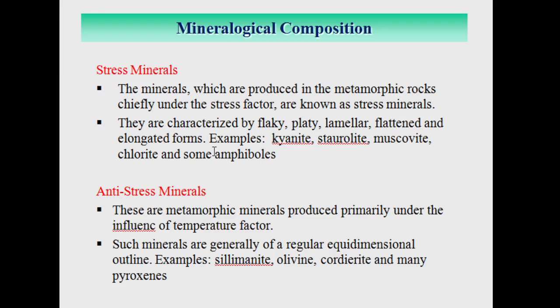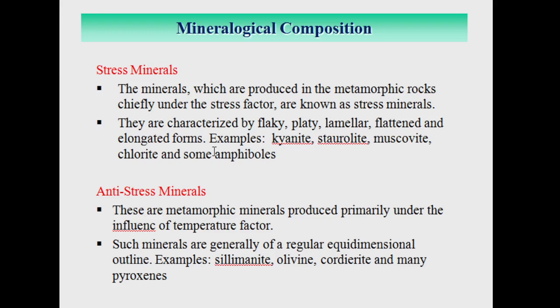Next are the anti-stress minerals. Anti-stress minerals are those metamorphic minerals which are produced primarily under the influence of the temperature factor. Examples of these anti-stress minerals are olivine and many pyroxenes. These minerals are quite unstable under high stress conditions.